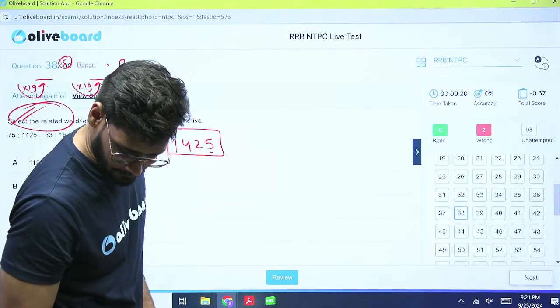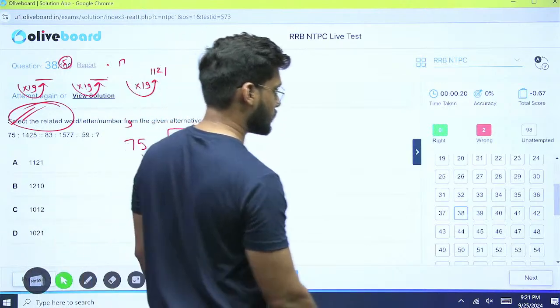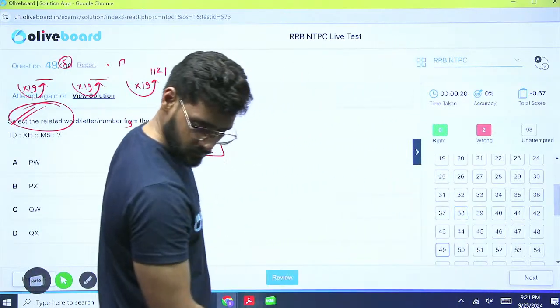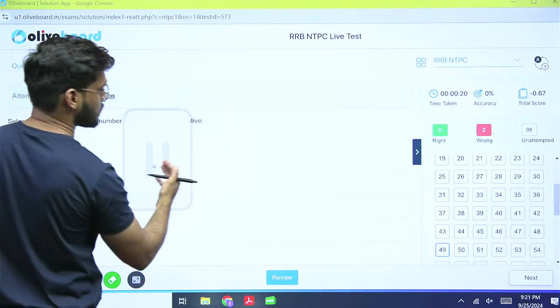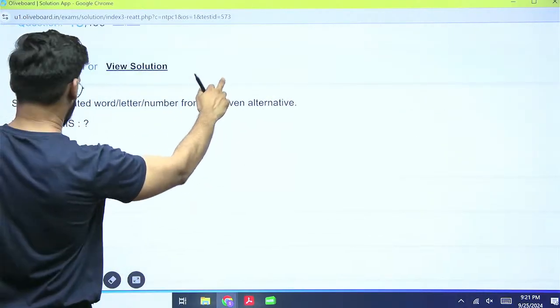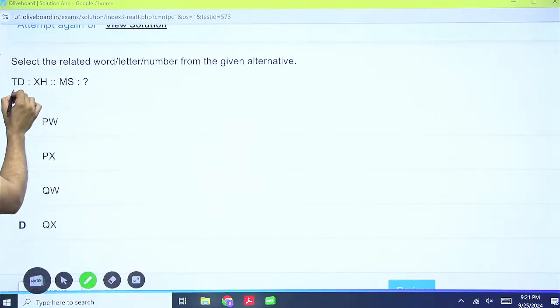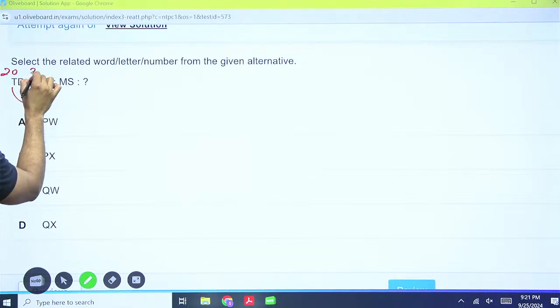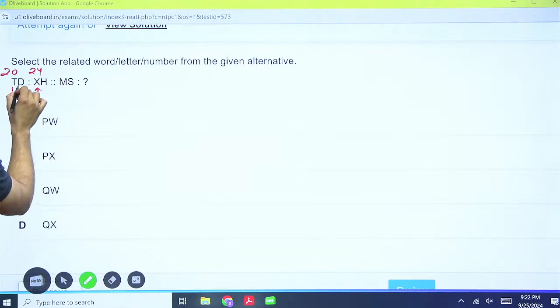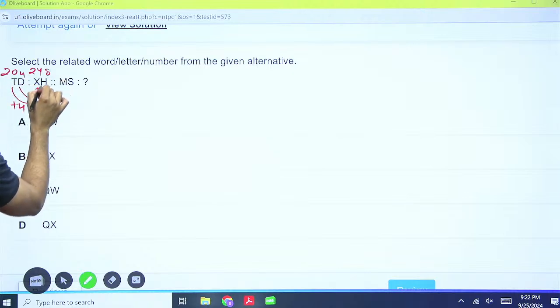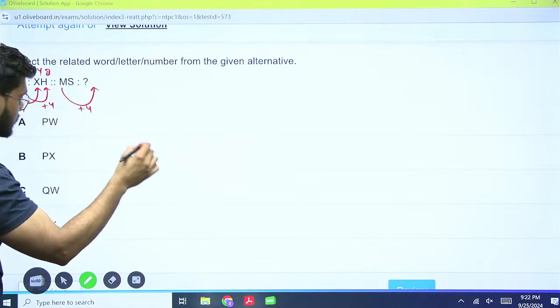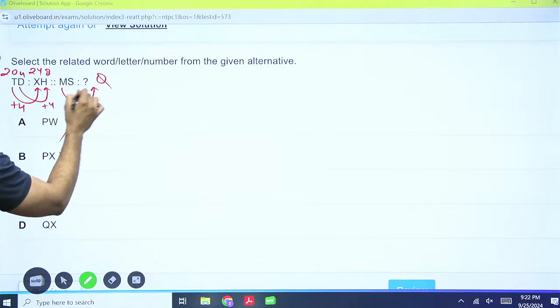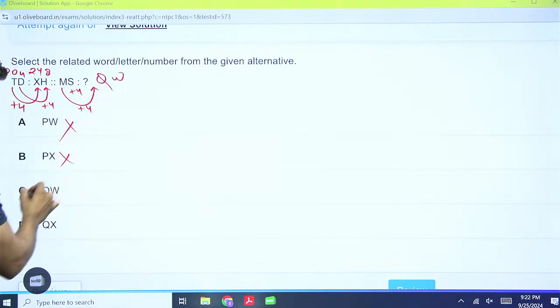After question 38, we have one more question of letter analogy, from the letter analogy chapter. Comparing T and X, T comes at the 20th position and X at the 24th position, so we have added plus 4. Comparing D and H, D is at 4 and H is at 8, so we have added plus 4 as well. With the same logic, M plus 4: 13 plus 4 is 17, and at 17 we get Q. S plus 4 is 23, and at 23 we get W. Option C, QW. Next question.